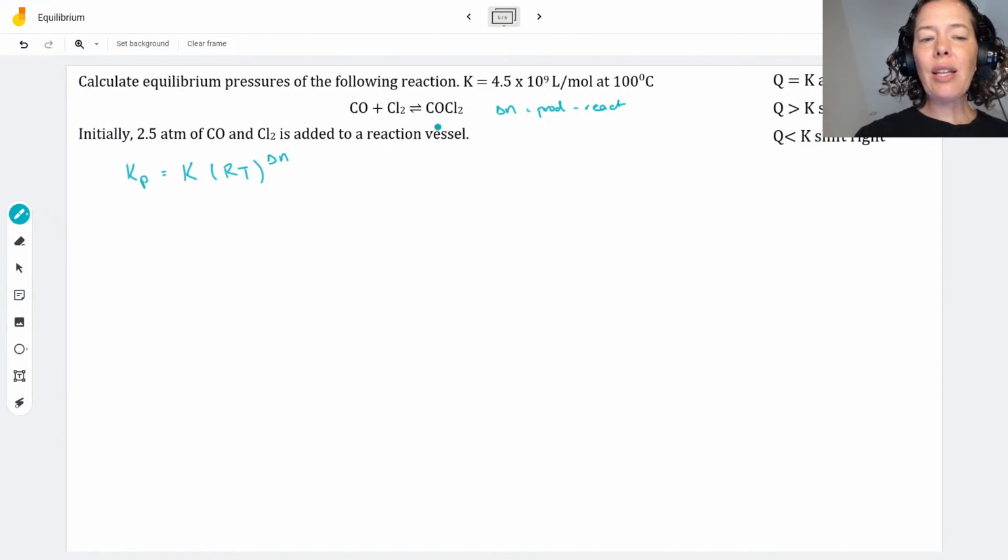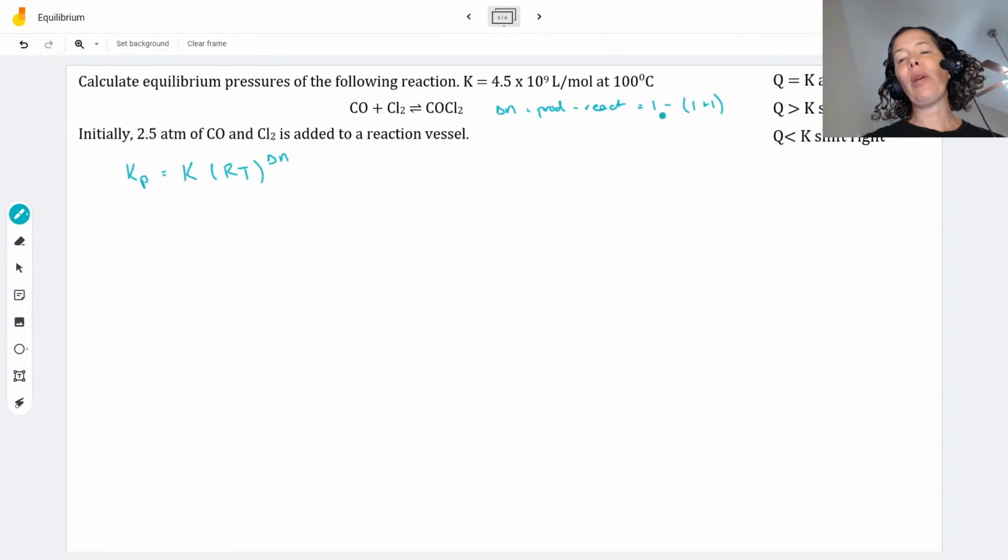So for this reaction, what is the stoichiometric coefficient in front of our products? Well, it is 1. And what is the stoichiometric coefficient between our reactants? We have a 1 and a 1. So that is a 1 plus 1. So in essence, we have a 1 minus 2. So our delta N in this case is a negative 1.